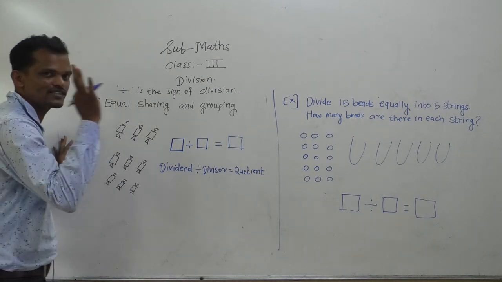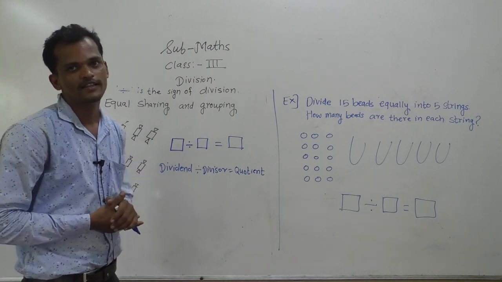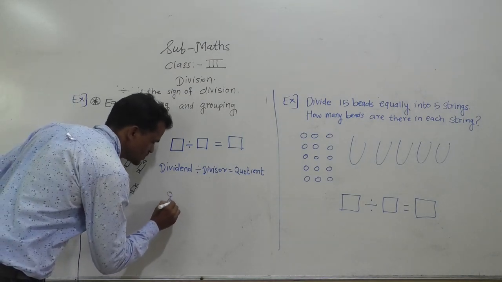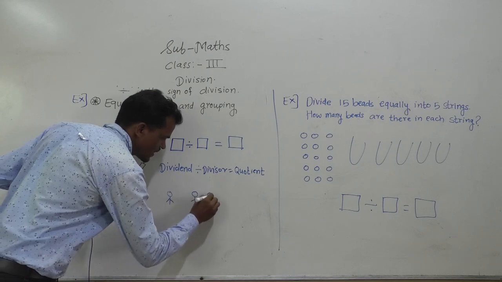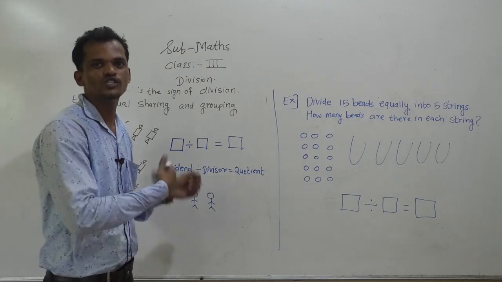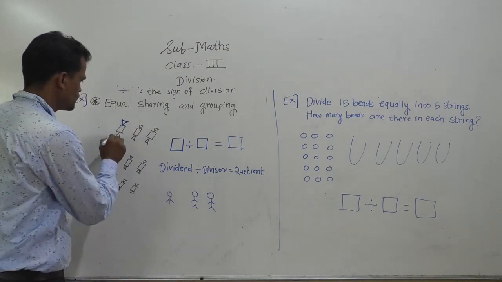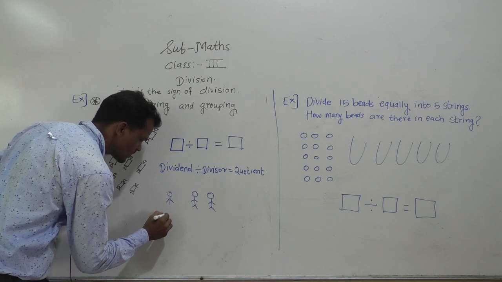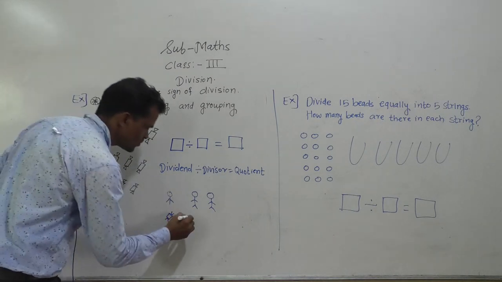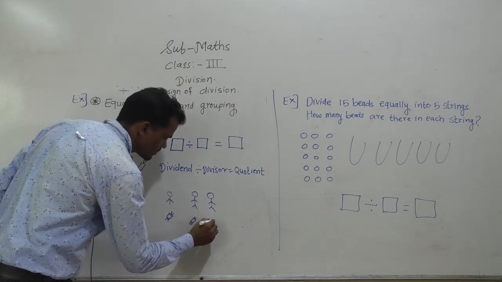So see, there are 3 students and 9 chocolates, and we have to divide these 9 chocolates between 3 students. This is the first student, this is the second student, and this is the third student. We will give one chocolate to each and continue this process till the chocolates finish. Now this one chocolate I will give to this student, then this chocolate to this student, then this chocolate to this student.